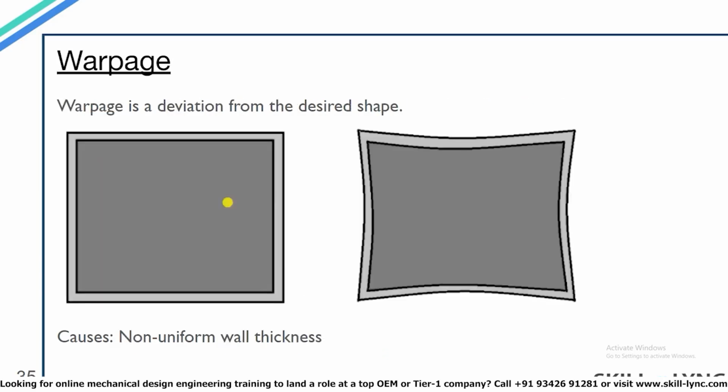Warpage is a defect in which the shape of the component deviates from the required shape. This happens when there is an uneven shrinkage of material which occurs due to uneven cooling of the material in the mold. There can be many reasons due to which warpage occurs. Some of the reasons could be non-uniform wall thickness in the cavity or improper cooling channels.